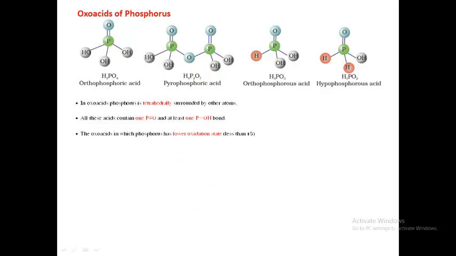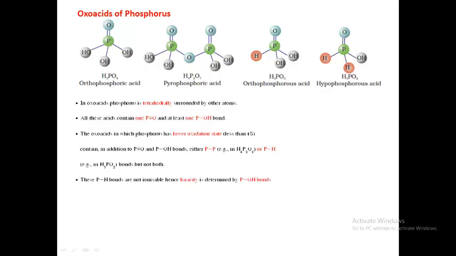The oxo acids in which phosphorus has a lower oxidation state, that is less than +5, contain either P-P or P-H bonds in addition to P double bond O or P-OH bonds, but not both together. So the examples for this are orthophosphorus acid and hypophosphorus acid. So you can see the hydrogen atom colored with red. Here the phosphorus atom has an oxidation state less than 5.